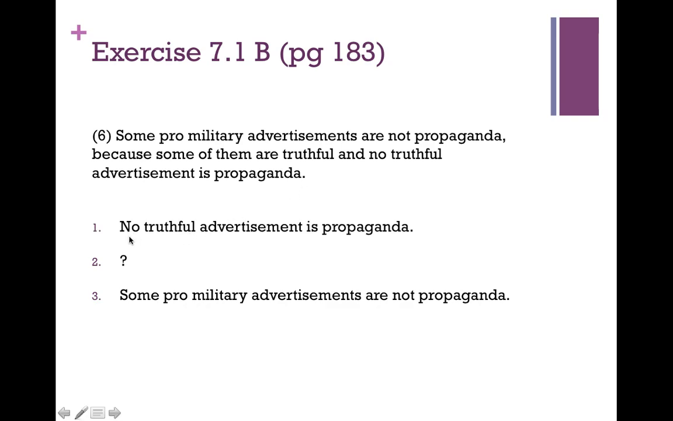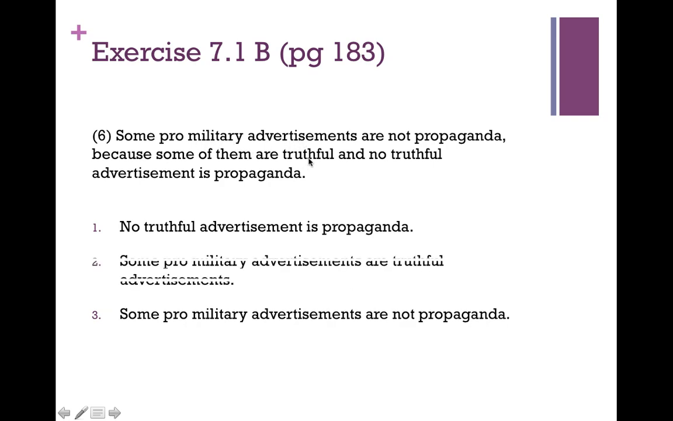And this is in standard form. No, there's a quantifier, truthful advertisement, subject, copula, predicate. Good. Then we have to find our minor premise, which is going to be some of them are truthful. So what is this referring to? Some of them, so it would be some pro-military advertisements are truthful. Now, notice here that truthful doesn't name a class. You need to add a word here. And you could have said truthful things, but I just went with truthful advertisements because we already had truthful advertisements here, and so it made more sense to reuse that term so we had a consistent middle term.